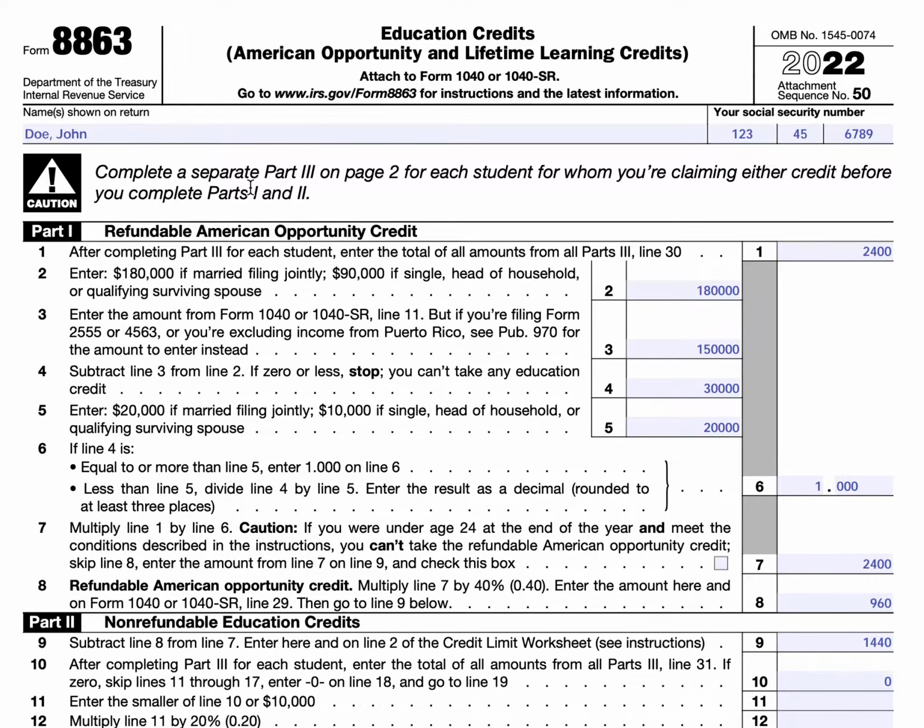In this form, you need to complete part 3, and you will need to complete a separate part 3 for each student that you're claiming a credit for. Then once you complete part 3, you'll jump back up to parts 1 and 2, and that's the calculation for figuring out what part of the American Opportunity Credit is refundable and can reduce your tax liability below zero, and then how much of the remaining credit might be available that is non-refundable.